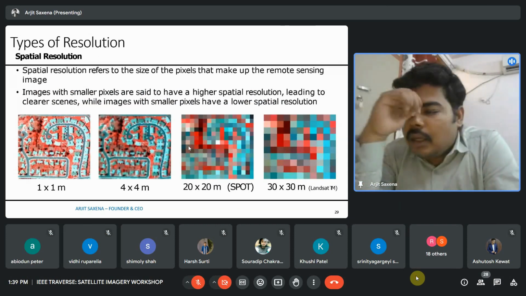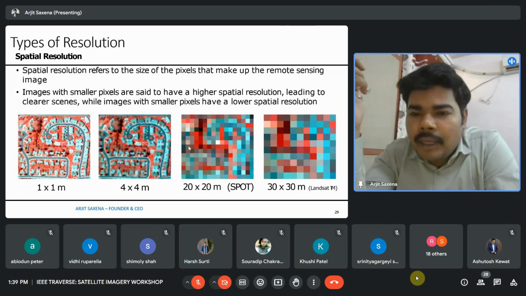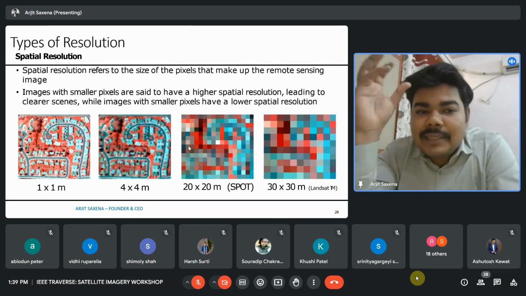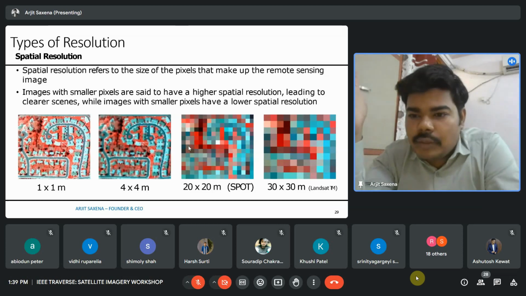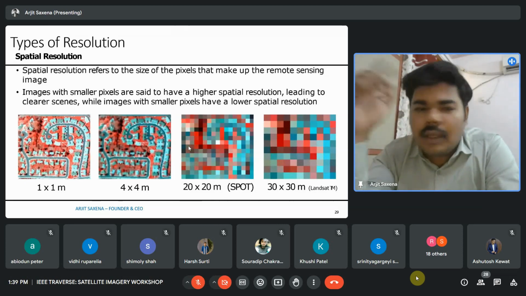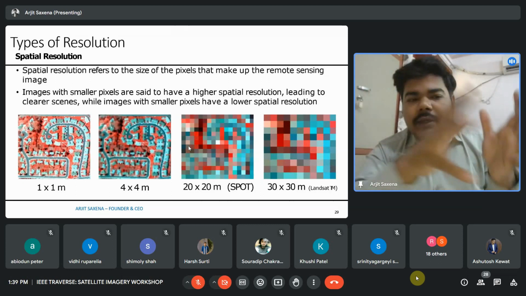So the number of pixels in a particular area is known as resolution. It's like you have a 32 megapixel camera, a 62 megapixel camera. Nowadays 100 megapixel cameras are also there. These pixels are giving you a high resolution image, like high definition resolution.